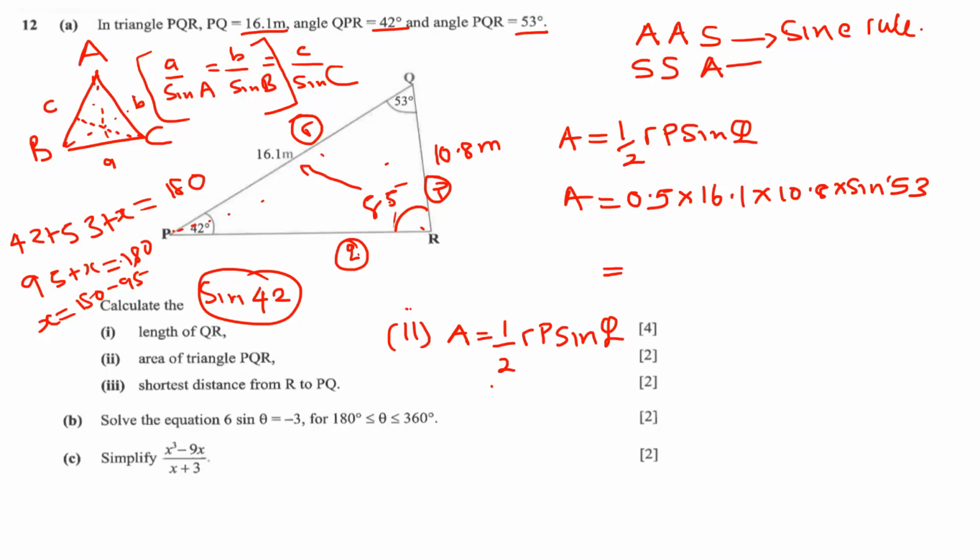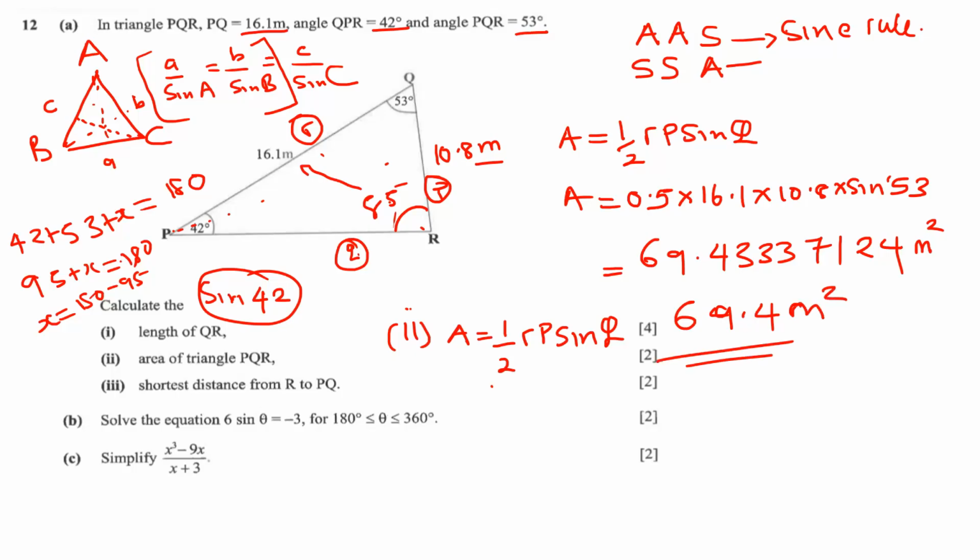So kindly confirm as we go through. 69.43337124. The units for area here are meters, so it will be meter square. Rounding off, this one is going to be 69.4 meter square. So this is the area.